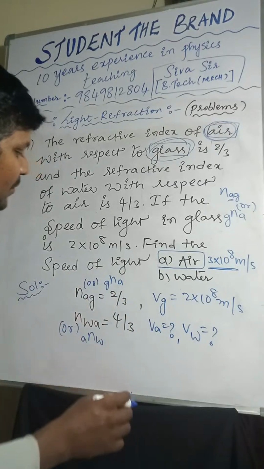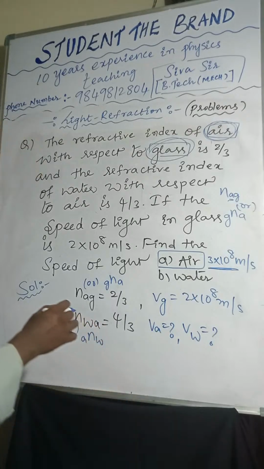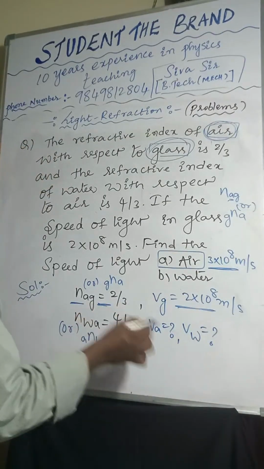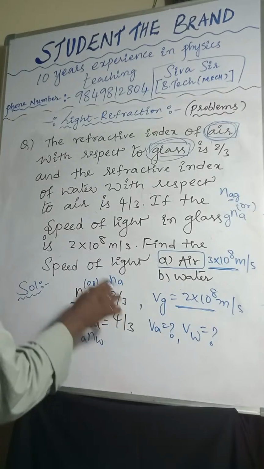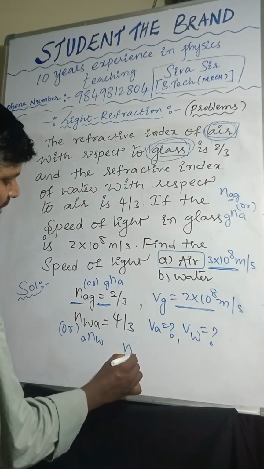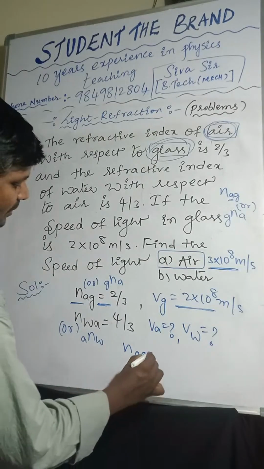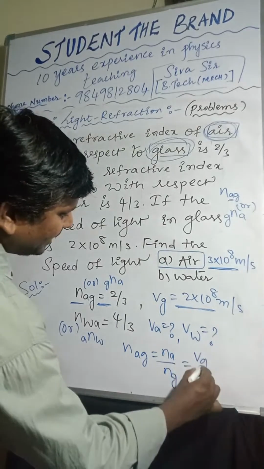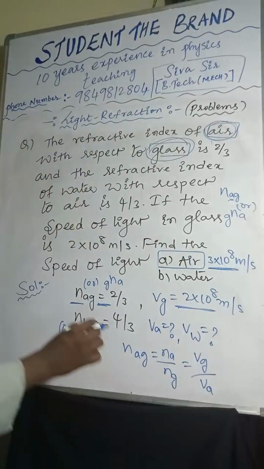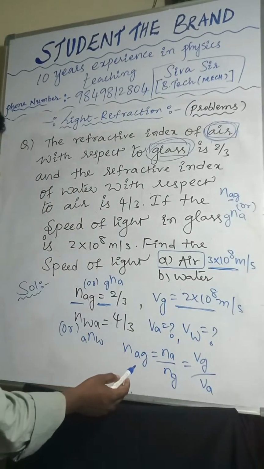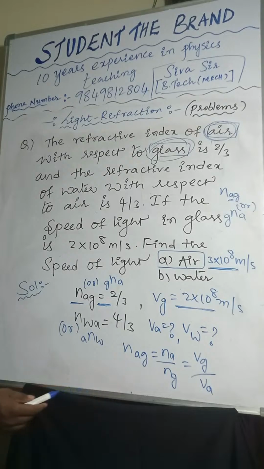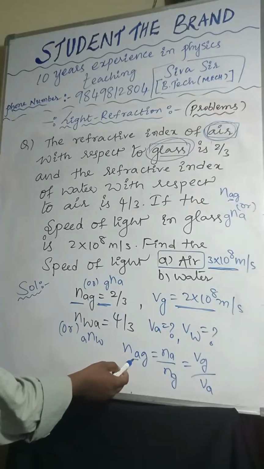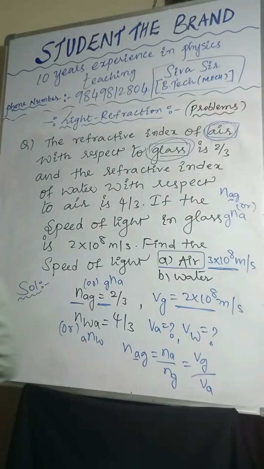Now we need to find out. Here we know the speed of light in glass, and we need to find out the speed of light in air. So we can follow this relation. We know N1 NAG equals NA by NG equals VG by VA. So again, one more thing: whatever medium is coming first, that medium you have to write in the numerator. The next medium must be in the denominator.